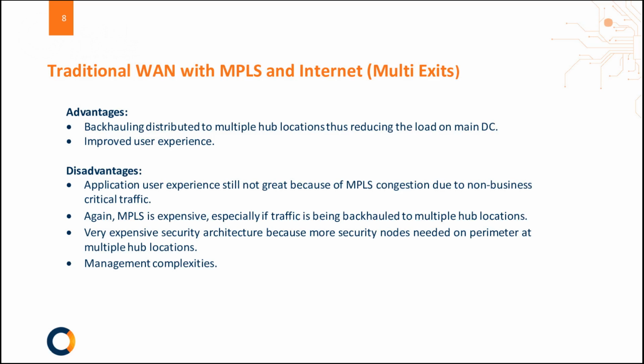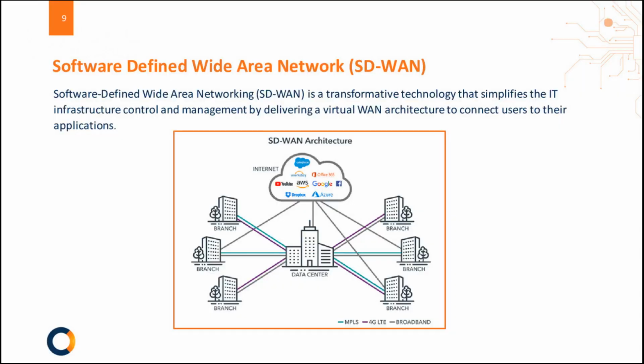The disadvantages were that you have to focus on more security devices at hubs, because you had to secure your branch network as well. So if you have more hub locations, you need to add more firewalls. Thus, it will increase the cost, and the complexity of configuration and management of the network will also come up.